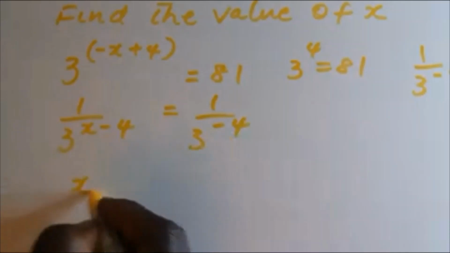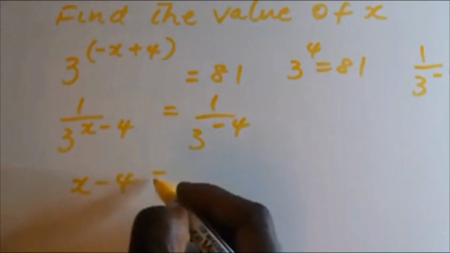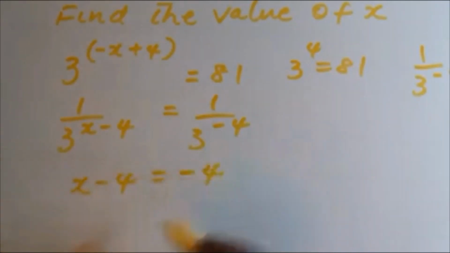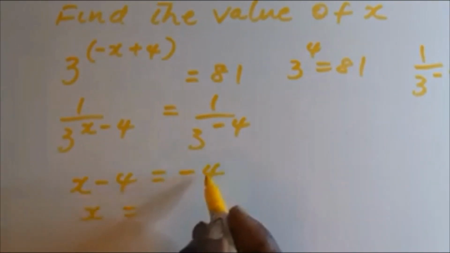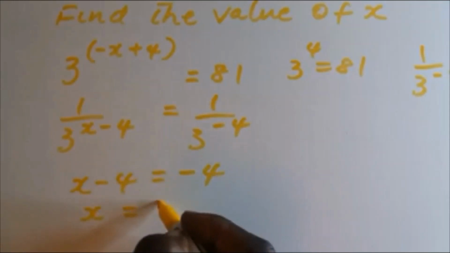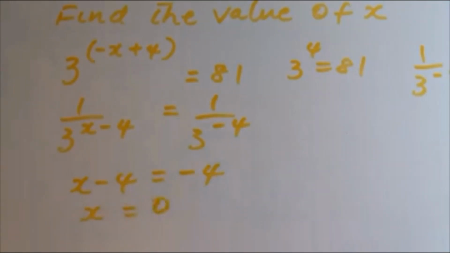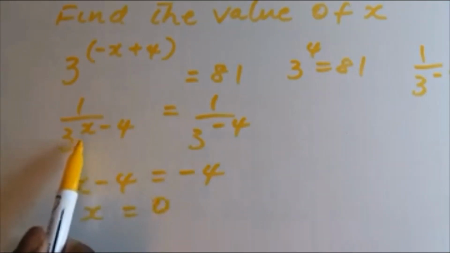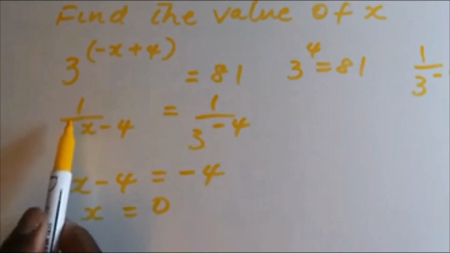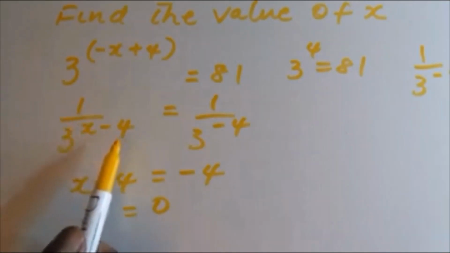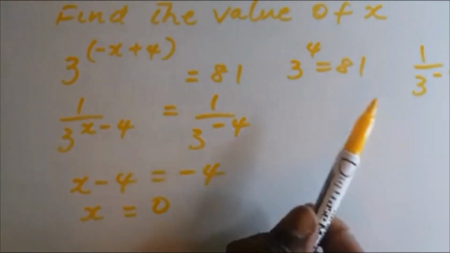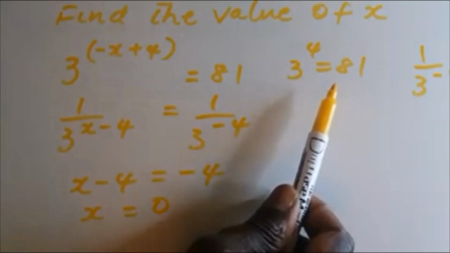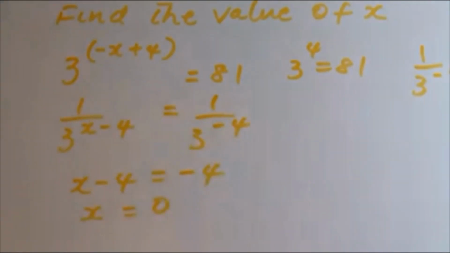We have x minus 4 is equal to negative 4. And so x is equal to 4 minus 4, which is 0. And if we check that, we substitute 0 here, we have 1 over 3 to the negative 4, which is the same as what we have on the right hand side, which equates to, with a positive index, the value 81.